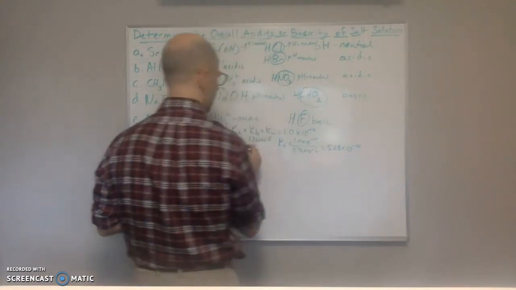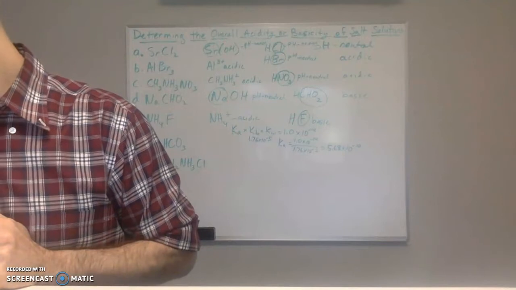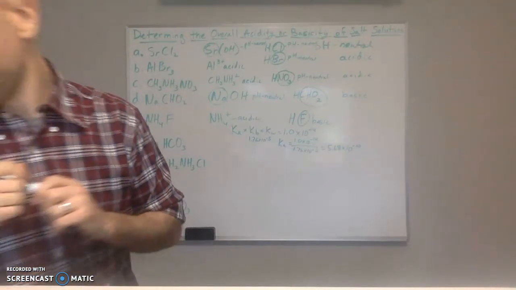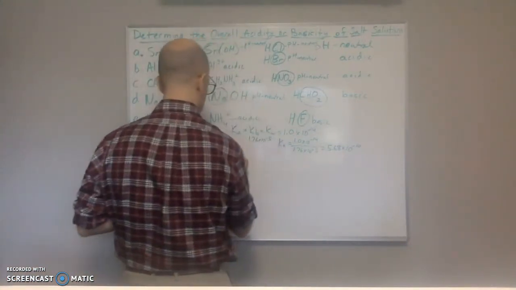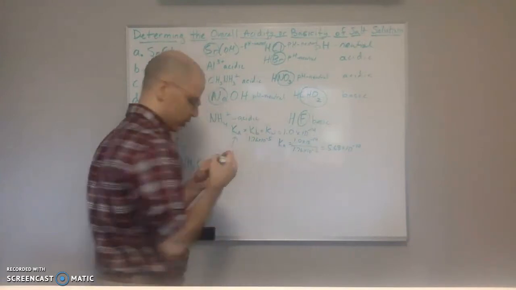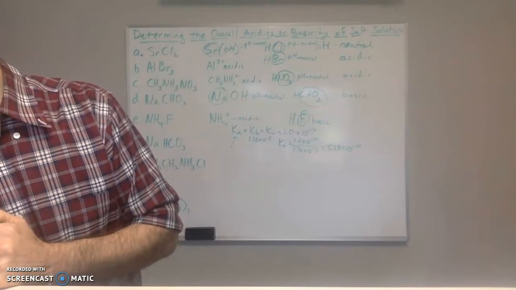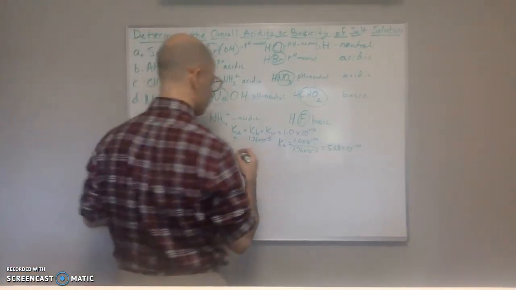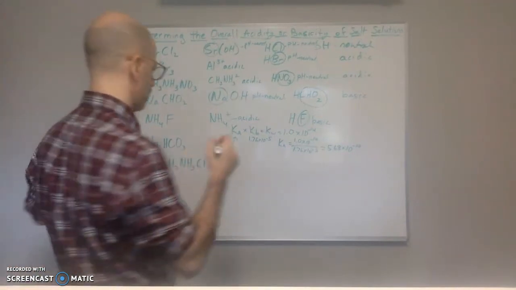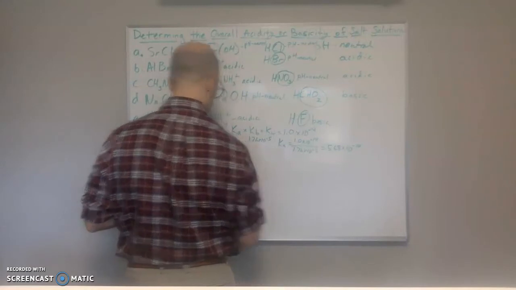Now we need to find the Kb value for the fluoride ion. So for HF, the Ka value is, what did I say? 1.5 times 10 to the negative, nope, hold on a second. It's going to be 6.8 times 10 to the negative 4. So 6.8 times 10 to the negative 4.